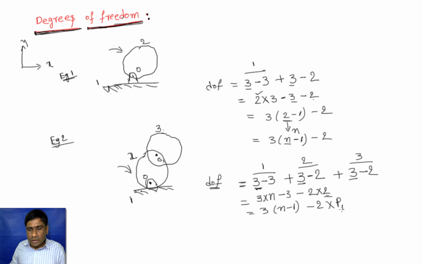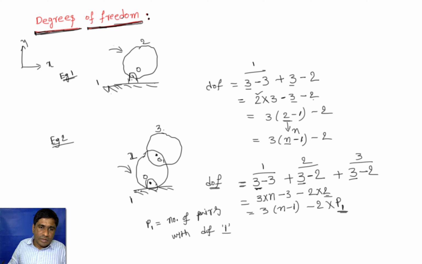this instead of 2 I would like to write here as a P1. So let's define what is a P1. Here P1 is the number of pairs with DOF 1. So number of pairs having the degree of freedom 1.